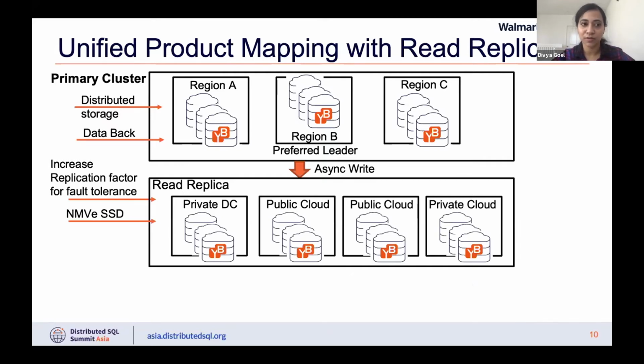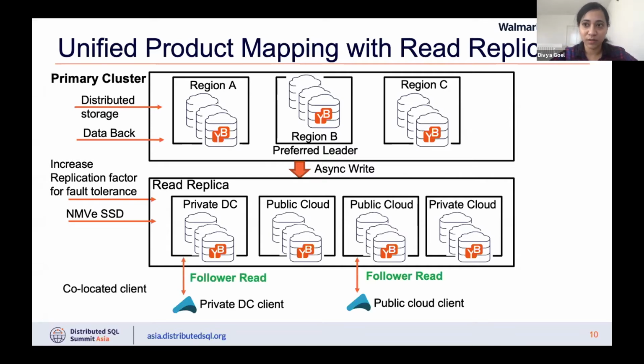Also, this cluster has different replication factors. We are trying to have more replication in every region so that if any node goes down, we don't have to do cross DC reads and we could get the data from the same region in low latency. We are also exploring NVMe SSDs here if the data loss issue won't be there, because we have a primary cluster which is using a distributed storage.